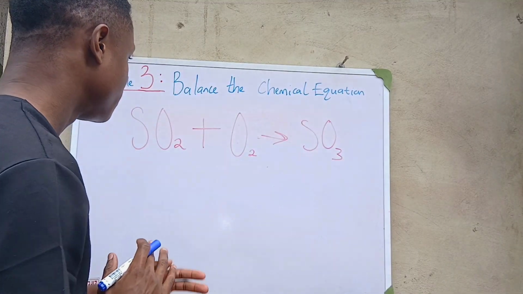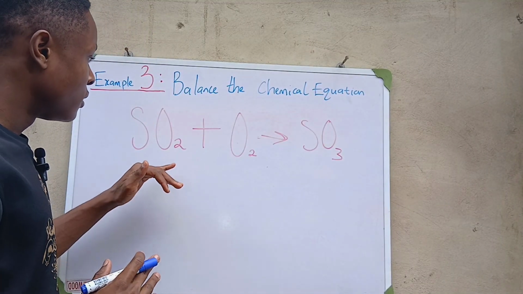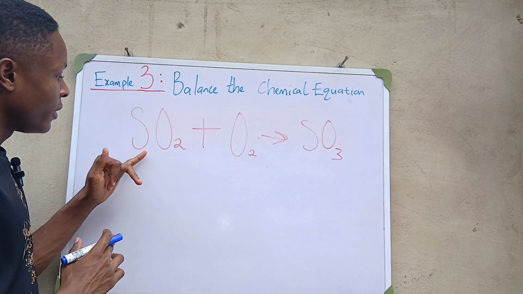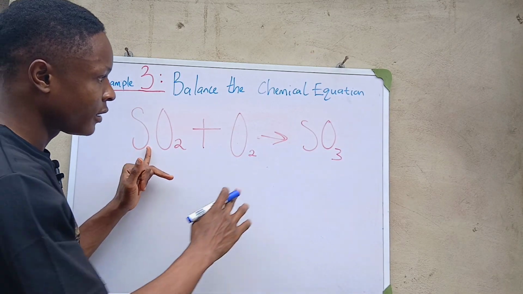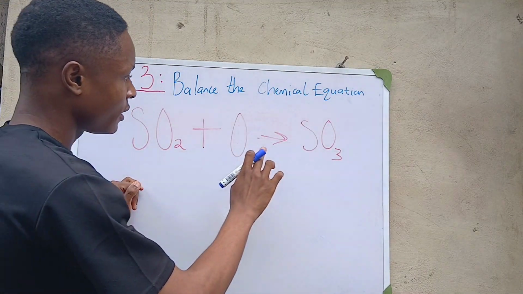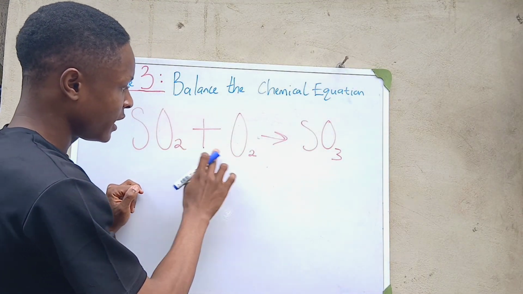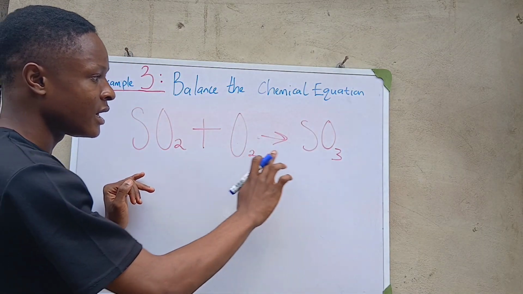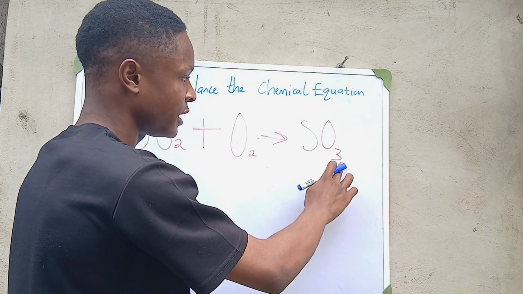So example 3, we have this. First we check if the equation is balanced. We have 1 atom of sulfur here, 1 atom of sulfur here, 2 atoms of oxygen here, 2 atoms here and 2 atoms here, making 4 atoms of oxygen on the left hand side and 3 atoms of oxygen on the right hand side.